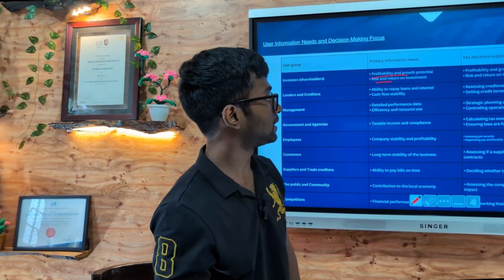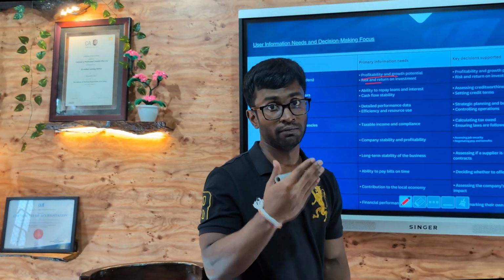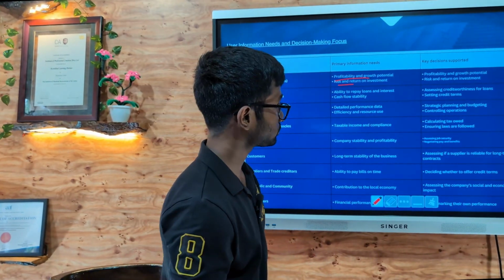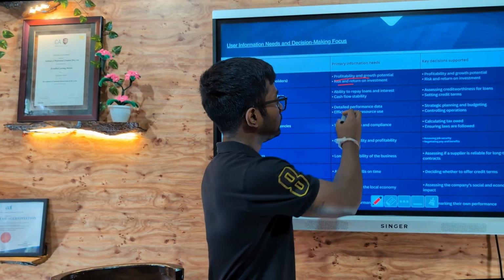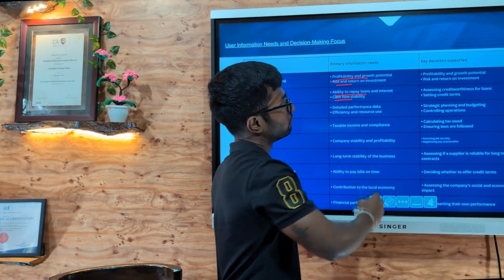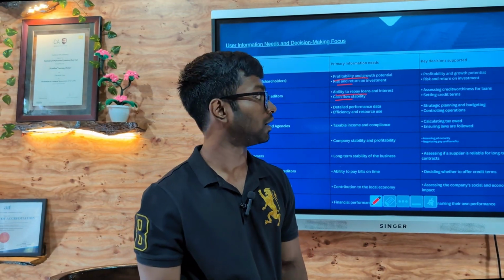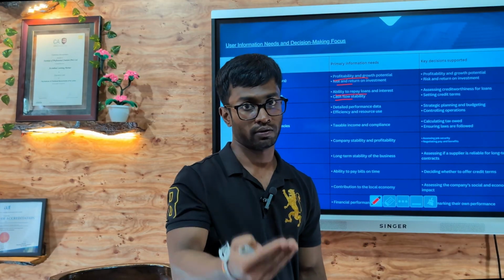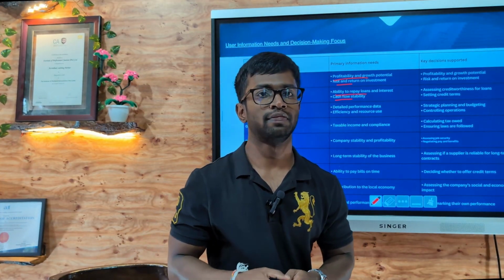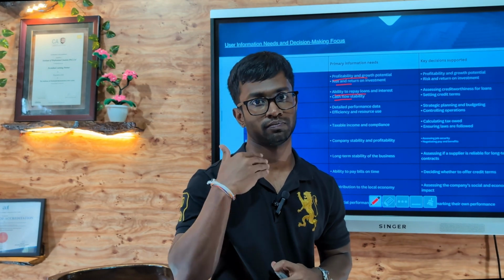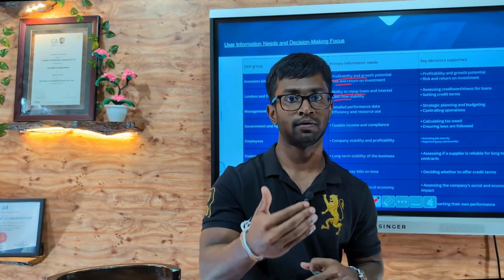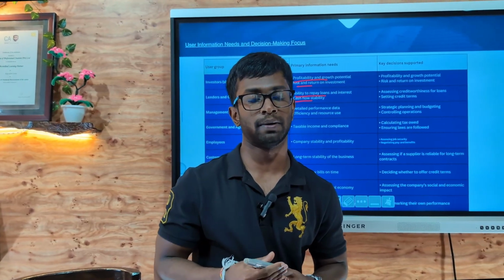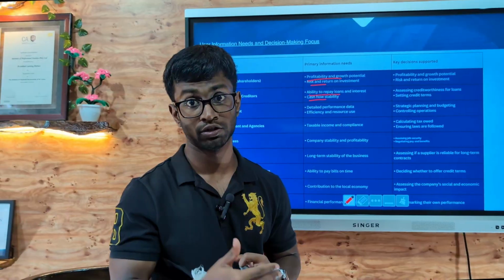Next, you have lenders and creditors. The information needs that they want is the company's ability to repay the loans and the cash flow stability. What does cash flow stability mean? So you go through the cash flow statement and they see whether the company generates enough cash inflows to repay the amounts that they're lending. Normally you have to go to a cash flow statement to see this, not the profit.